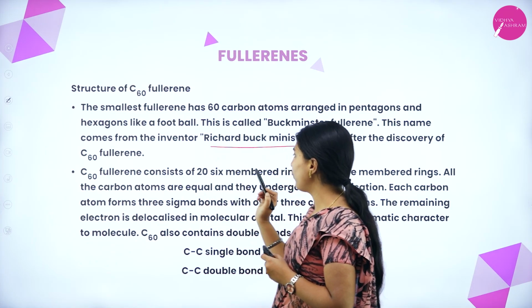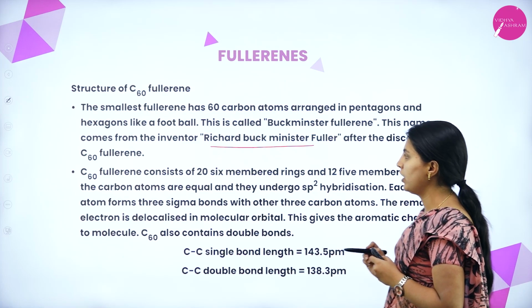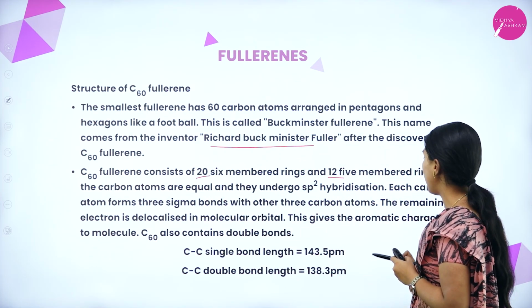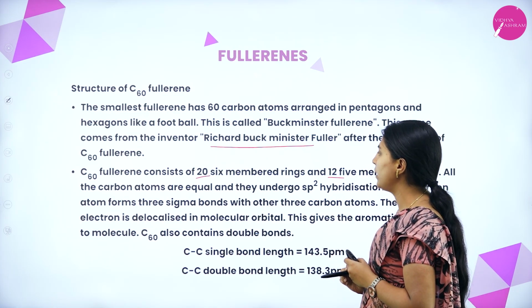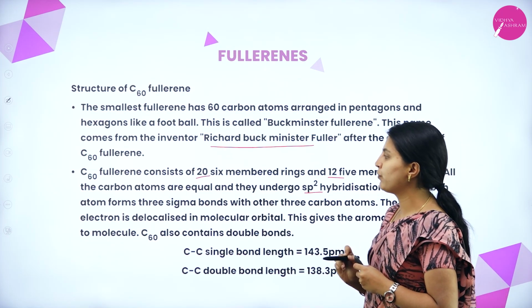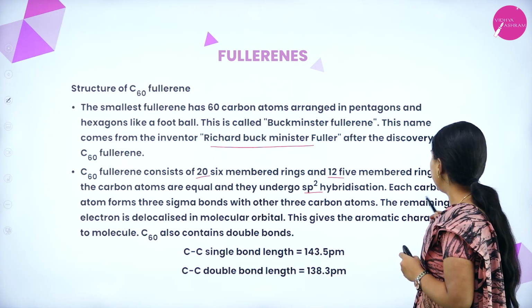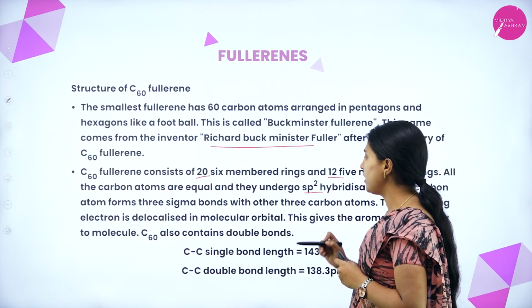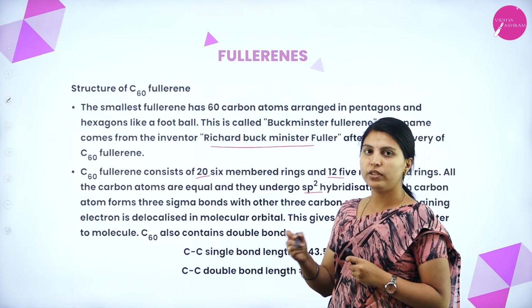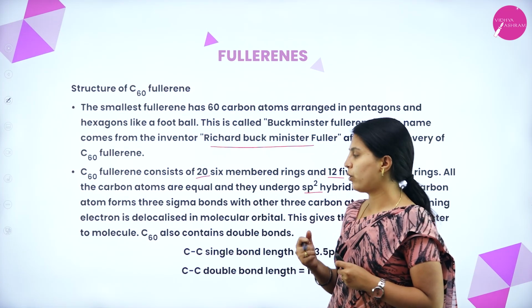C60 fullerene consists of 20 six-membered rings and 12 five-membered rings. Overall, 20 hexagons are there and 12 pentagons are there. All the carbon atoms are equal and they undergo sp2 hybridization. Each carbon atom forms 3 sigma bonds with 3 other carbon atoms. The remaining electron is delocalized in a molecular orbital. This gives an aromatic character to the molecule. Due to its ring structure, the delocalized electrons give the aromatic nature of fullerene.